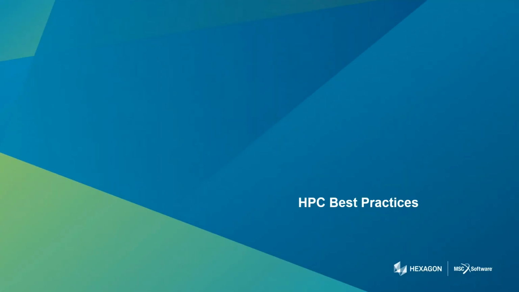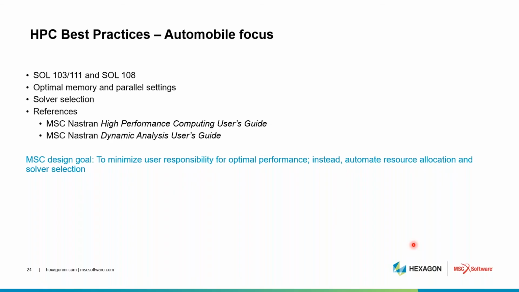So, HPC best practices. Again, this slide is automotive focused, but we'll talk about the generic industry focus as well. Here, for automotive industries, generally they run Solution 103, 111, and Solution 108. The optimal memory and parallel settings are done as well, and the automatic solver selection. This applies to all the industries, not just automotive. I should highlight that. And then the references. If you want to learn more about HPC with MSC Nastran, you can refer to the MSC Nastran High Performance Computing User's Guide, and also the Nastran Dynamic Analysis User's Guide.